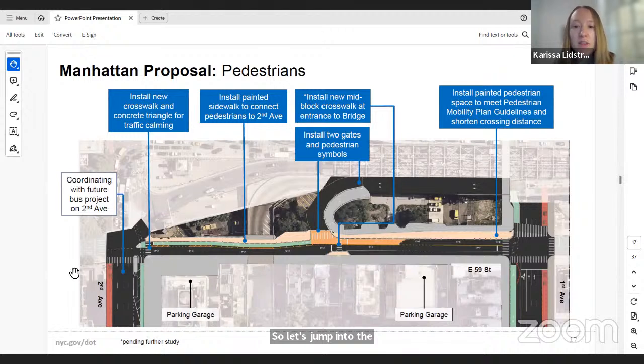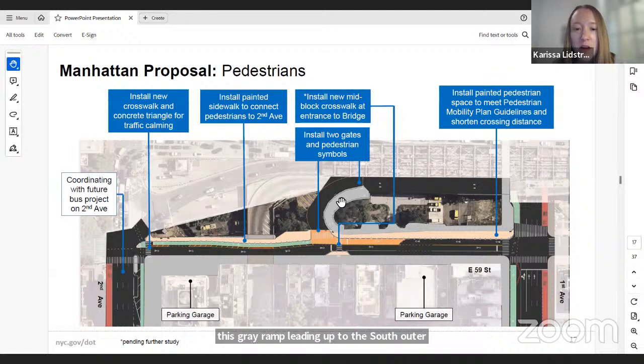So one thing I want to start with is the proposed elements that benefit pedestrians. As I was mentioning before, there's no continuous sidewalk along the northern section of 59th Street. So we want to install a painted sidewalk that connects between 1st and 2nd Avenue along the northern section. You can see that in this beigeish color. And then we are also wanting to study adding a mid-block crossing for pedestrians that are going to be entering and exiting the bridge, since the access point will be this gray ramp leading up to the South Outer Roadway.